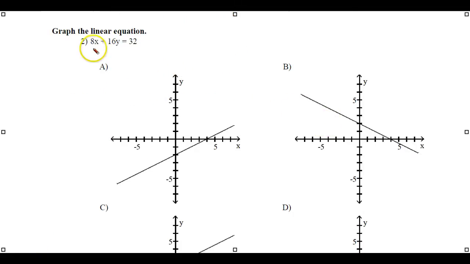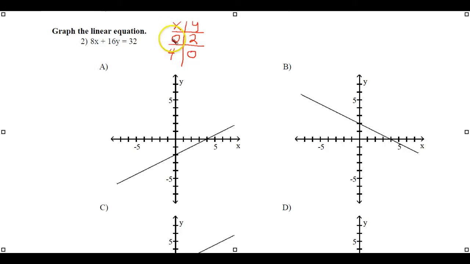Now you'll see in this one, this is an equation in standard form, and they're asking us to graph it. Well, when it's in standard form like this, a good technique we had mentioned is to make a special x and y-intercept t-chart, so that if x is 0 here, y is going to be 2. This is 0, just divide both sides by 16. Now if y is 0, we're going to divide both sides by 8 and get 4.